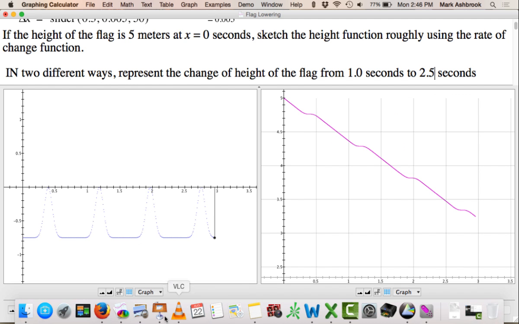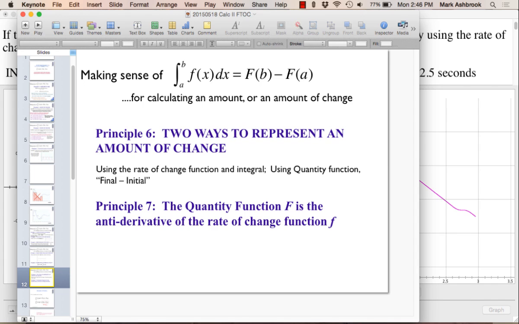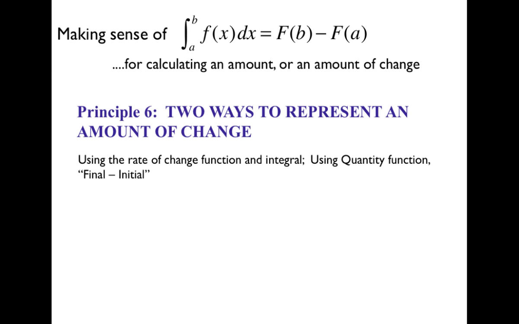So let's summarize that. We're at the last two principles. What we just did was principle 6: two ways to represent an amount of change. We can use the rate function and an integral, and that's what we spent the last day and a half doing, building up the idea of the integral. It's the sum of lots of little changes, each one the product of rate times change in x. Or we could just use the quantity function and find the final value of the quantity minus the initial value of the quantity, and subtract.